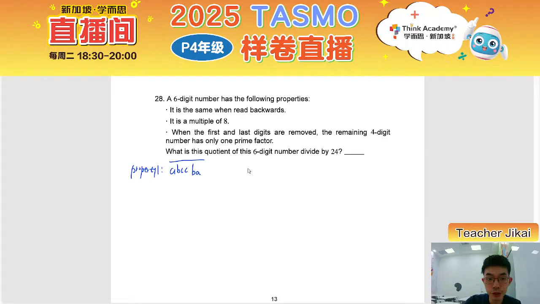And from property 2, multiple of 8, it means the CBA here is a multiple of 8. It's a divisibility rule. And for property 3, when we remove the first digit and the last digit of ABCCBA, it will become BCCB. It has only one prime factor.